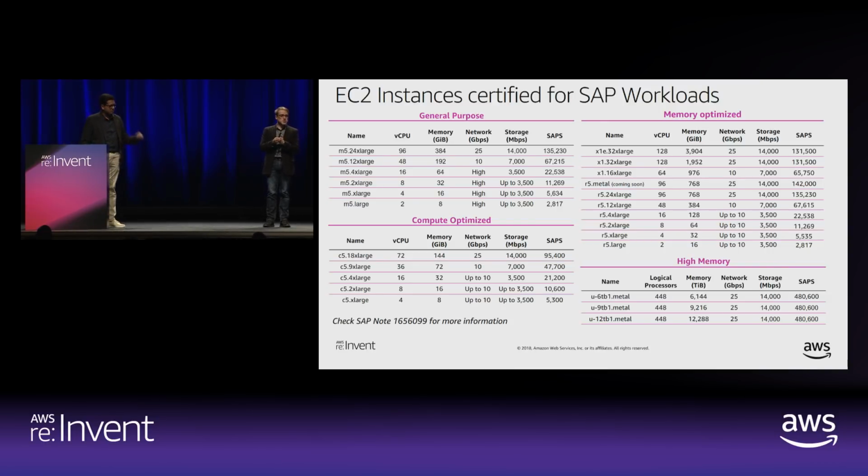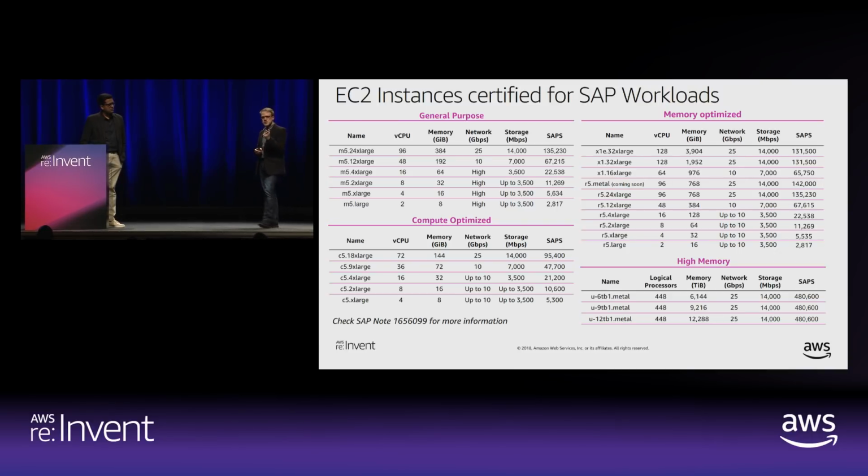So we do a lot of benchmarking, which is why you see the SAPS ratings here. SAPS ratings are an SAP metric of sorts that actually denotes the number of sales and distribution documents you can actually push through a system at its peak, right? So we do a lot of benchmarking. We publish these benchmarks so that customers can actually see what kind of performance profile they can get with these different families.